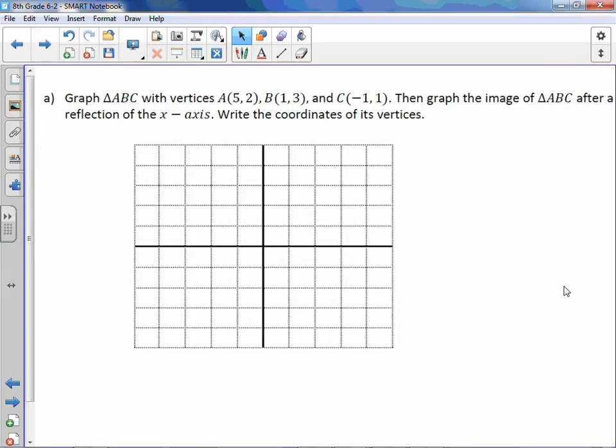Complete the following problem. Graph triangle ABC with vertices A (5, 2), B (1, 3), and C (-1, 1). Then graph the image of triangle ABC after a reflection in the x-axis, and write the coordinates of its vertices.